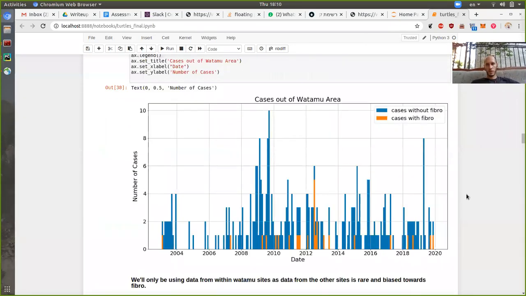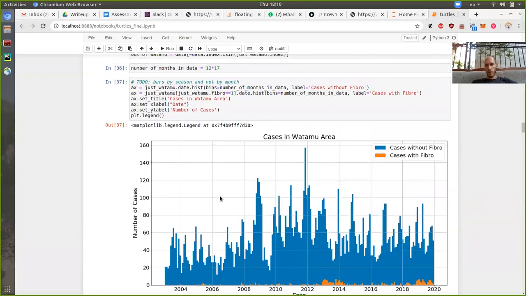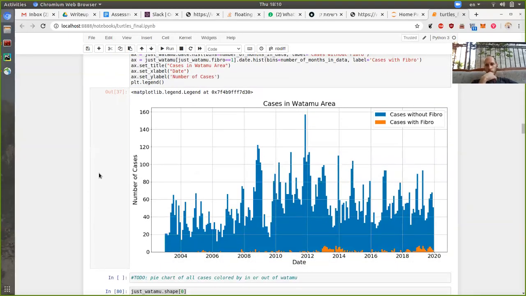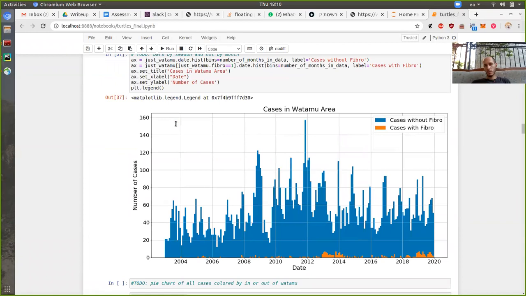Wait, which one? That very first one you showed. Yeah, this, not that one. This you wanted. Yes, this one. But I think it's important to see the trends in capture, at least. Yeah, you're right. Maybe without the Fibro. No, it's not the colors. It's the bars that are bothering me. There's so many. Yeah, okay, but we can do bars by season. We had said by season.